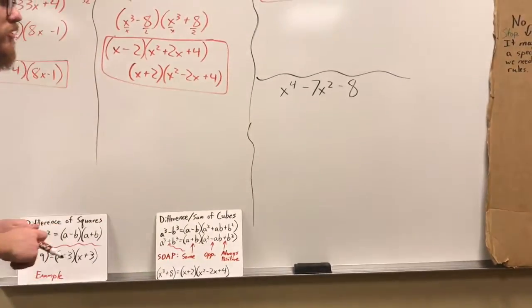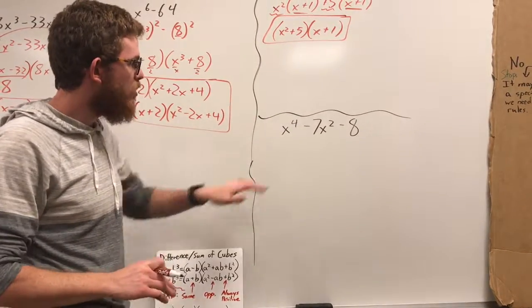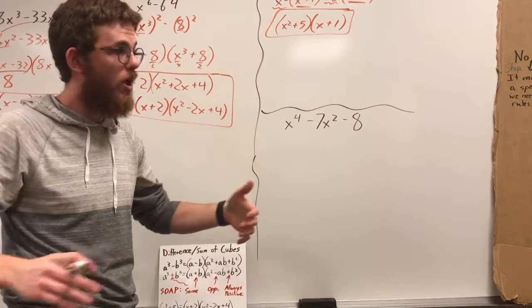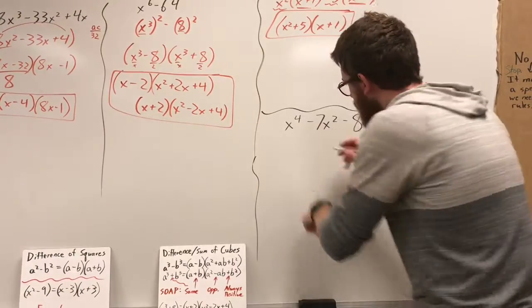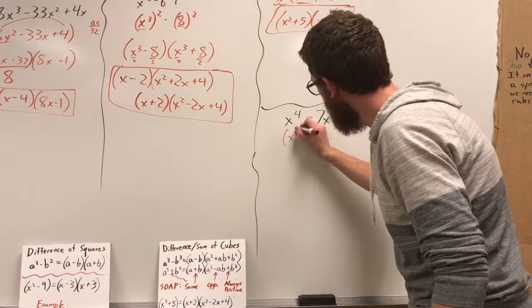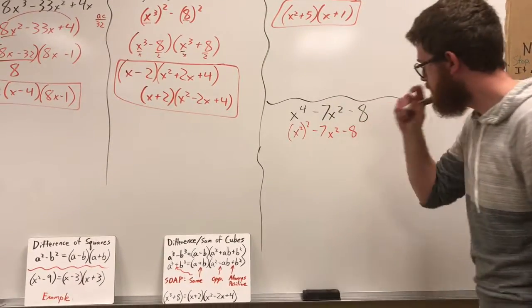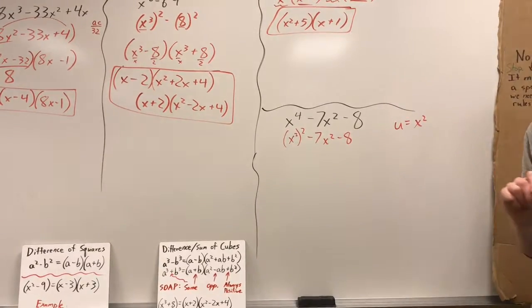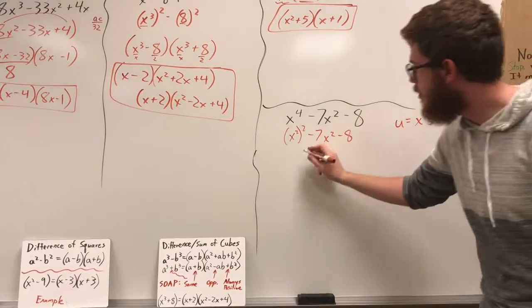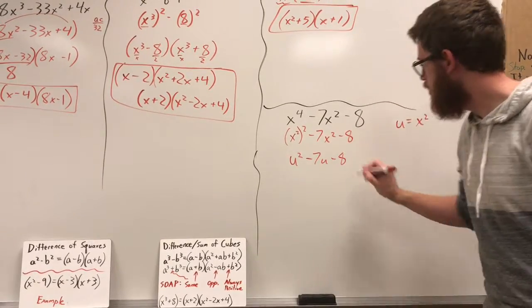Finally, we've got this 3-term expression. We have an x to the 4th power. Because it has 3 terms, usually we can try to factor it like a quadratic. I can rewrite x to the 4th as being x squared squared, and I'm going to let u equal x squared. And I'm going to replace all of my x squareds with u's.